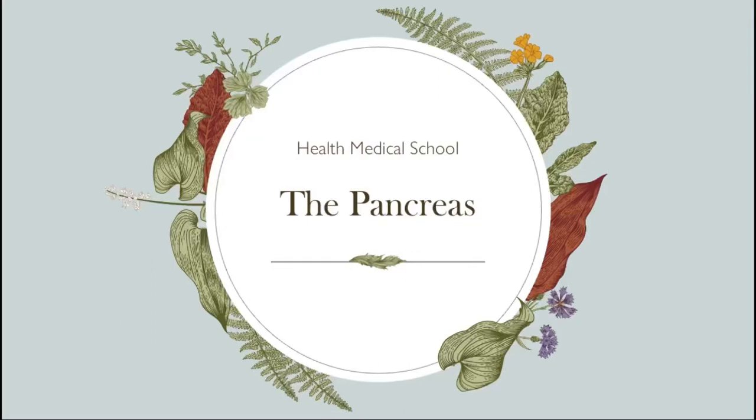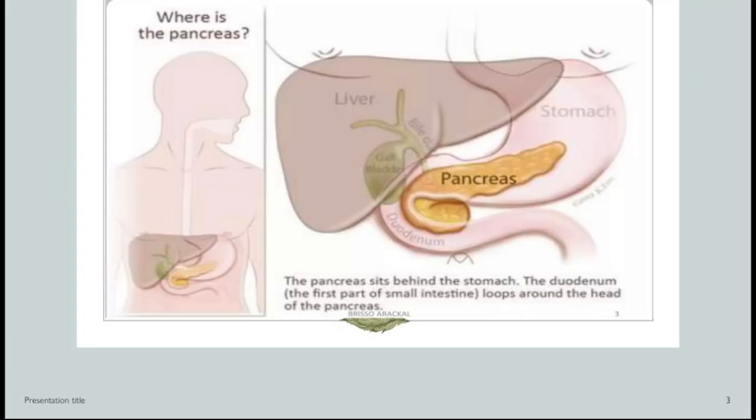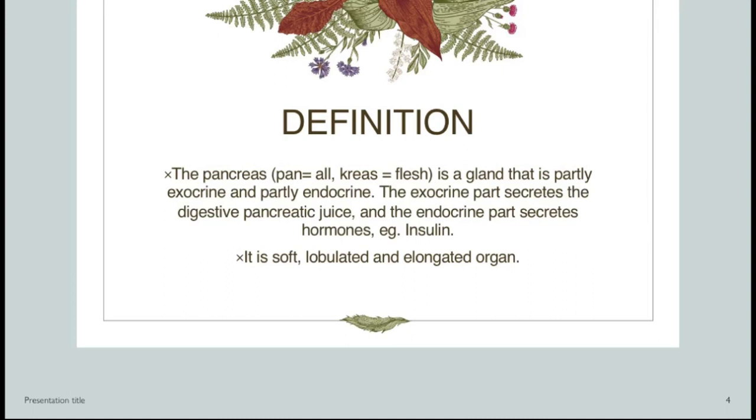Today we are discussing the pancreas. Where is the pancreas? The pancreas sits behind the stomach. The duodenum, the first part of the small intestine, loops around the head of the pancreas.